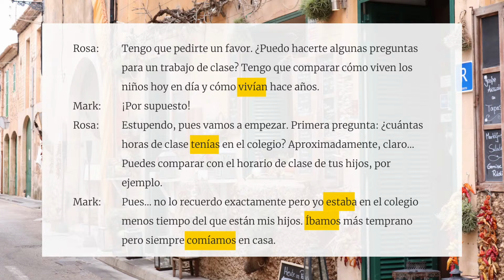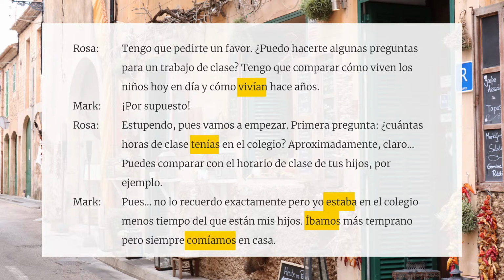So first of all, Rosa's saying, tengo que pedirte un favor. I need to ask you a favor. ¿Puedo hacerte algunas preguntas para un trabajo de clase? Can I literally make to you some questions for a piece of homework, para un trabajo de clase, for a work of class? Tengo que comparar cómo viven los niños hoy en día. I have to compare how children live today, y cómo vivían hace años, and how they used to live years ago. So that used to live, vivían. There's our imperfect tense from vivir.